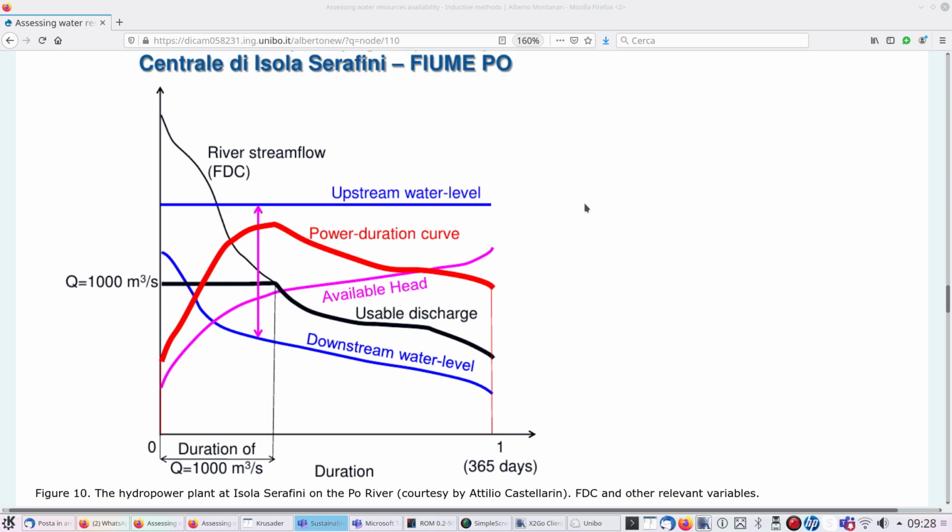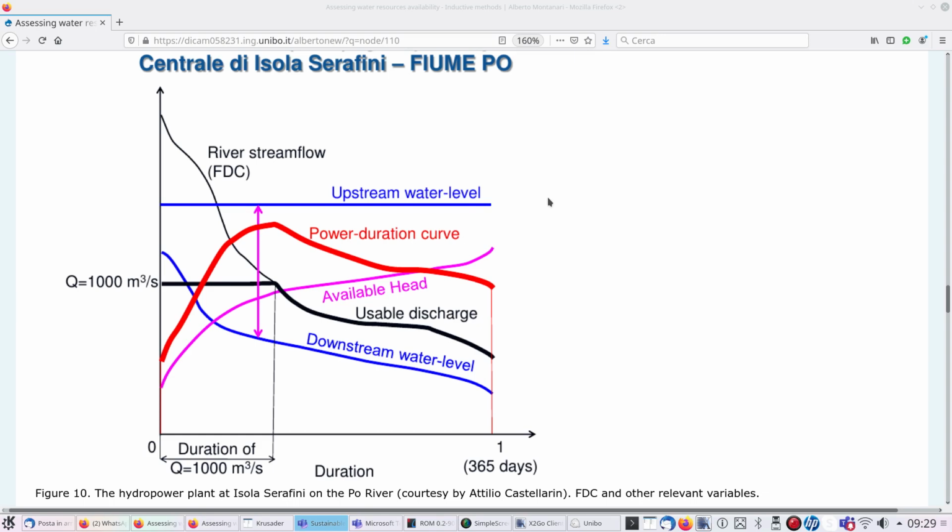For increasing duration, we have an increase of the produced power because the head is increasing. And then for again increasing duration, for the longest durations, we have a decrease in the power that is produced because the flow is decreasing. So the head is increasing, but the flow is decreasing.